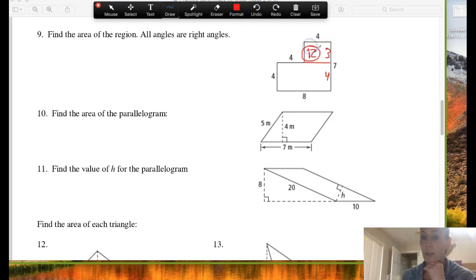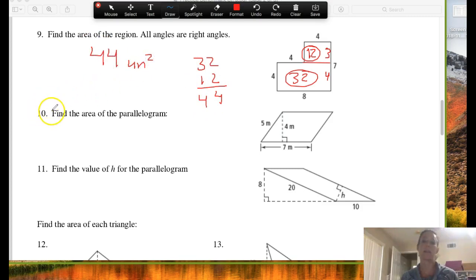And they didn't give us units. And the area here will be 8 times 4, which is 32. And then you're going to add those together, 32 and 12, and you're going to get 44. So the area here will be 44 units squared, whatever the units are, or square units, since they didn't give us units.